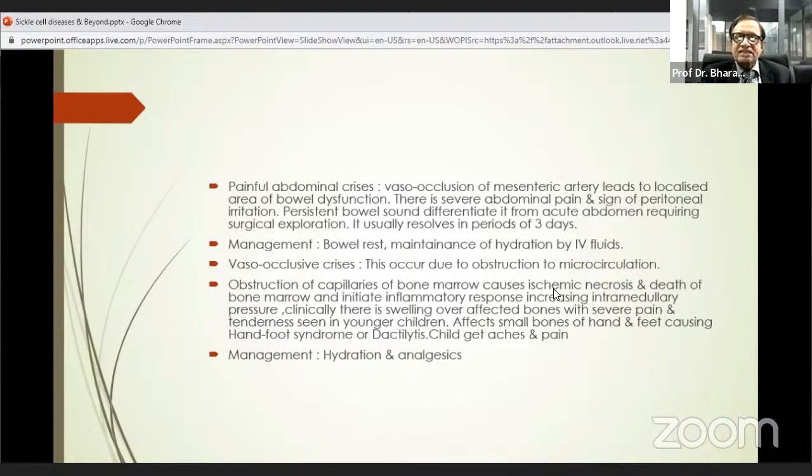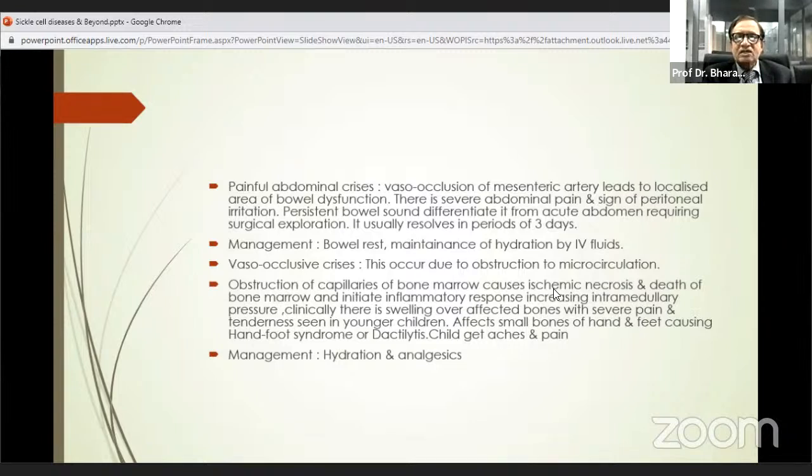Painful abdominal crisis: vaso-occlusion of the mesenteric artery leading to an area of bowel dysfunction, and there is severe abdominal pain and signs of irritation, and persistent bowel sounds differentiate it from an acute abdomen needing surgical exploration. It usually resolves in a period of 3 days. Management of this painful abdominal crisis is bowel rest and maintaining hydration by IV fluid.